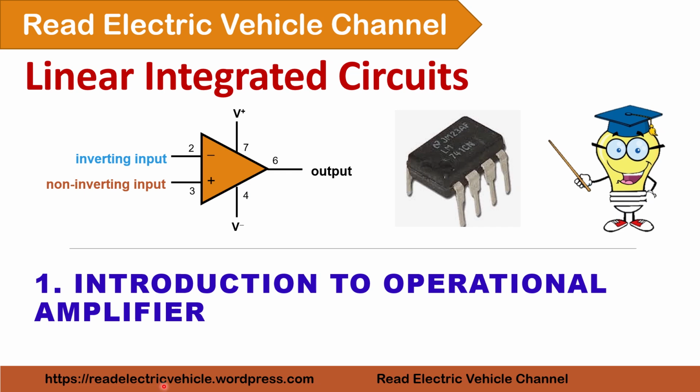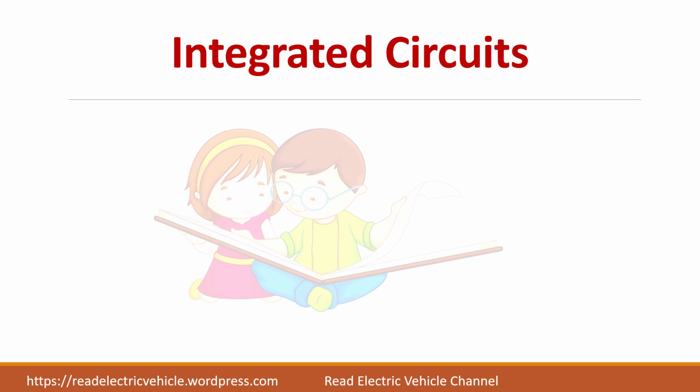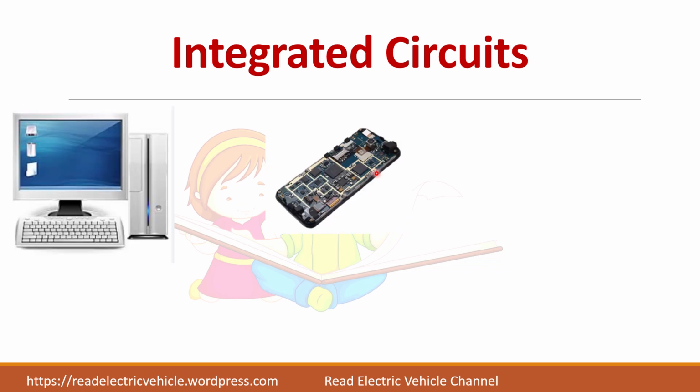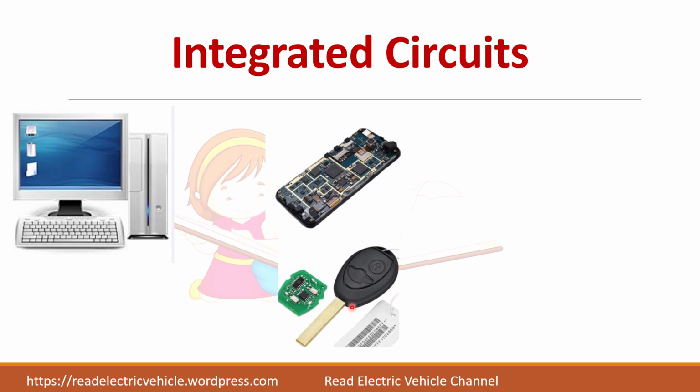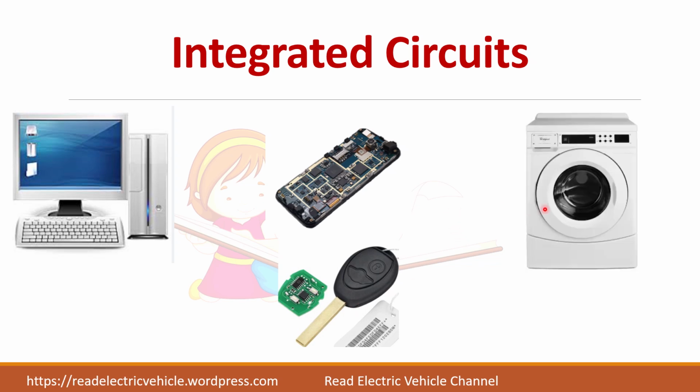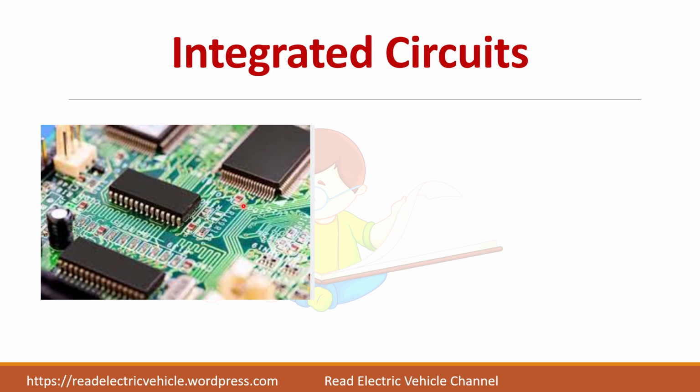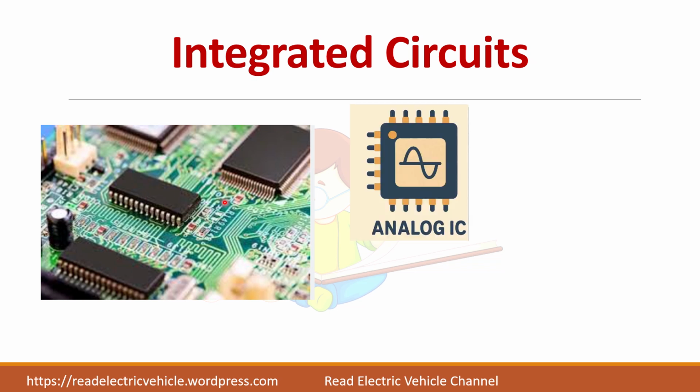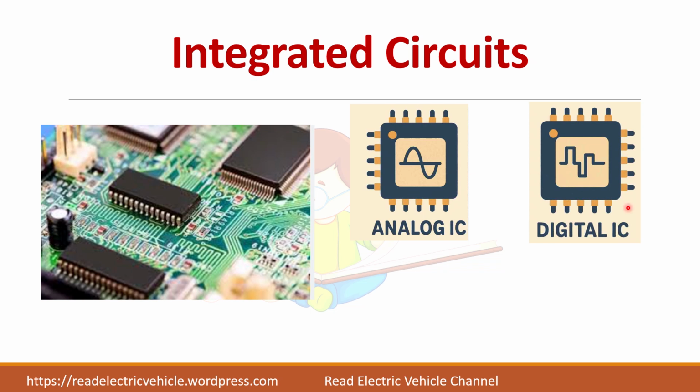In this video, we are going to see about operational amplifier. Whatever we use today, whether it is a computer or a mobile phone or a car key, washing machine or any appliance, one thing is common, that is the integrated circuit. So this integrated circuit or ICs can be analog or a digital one.